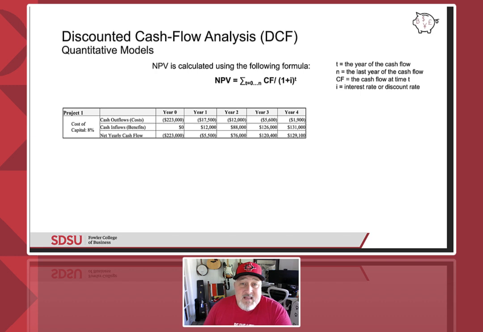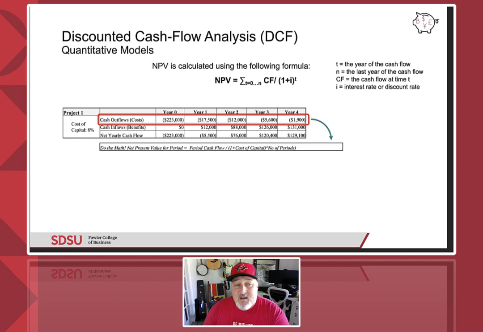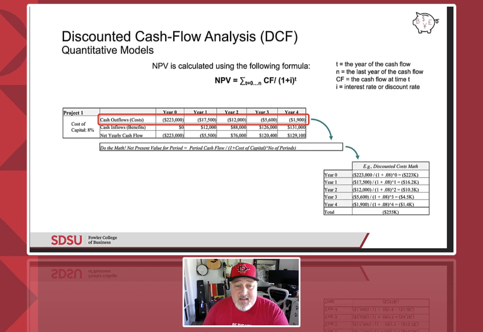So all these numbers are not in terms of present value, though. So the first thing I need to do is take each of these series of numbers and translate them into present value. To do that, we have to do the math. We're going to look at each period's cash flow, and we're going to apply the discount rate that was provided by finance. In this example, it's 8%.